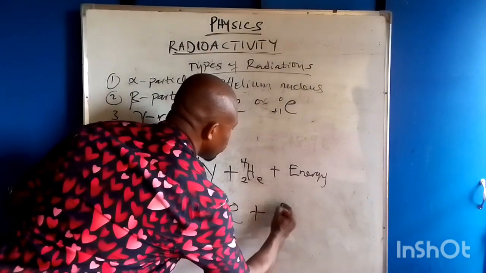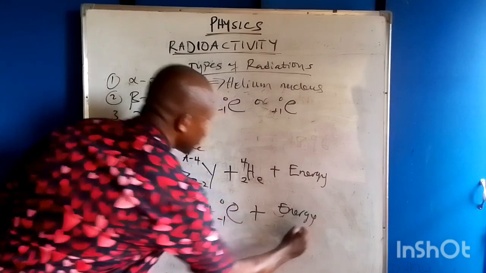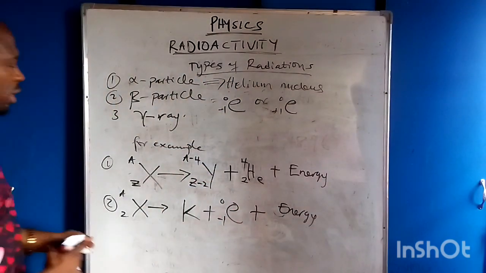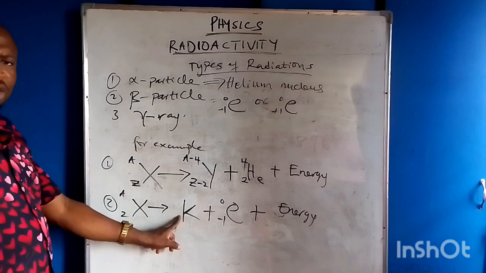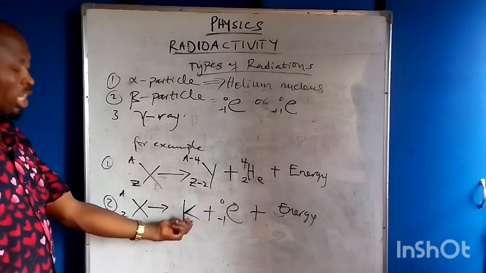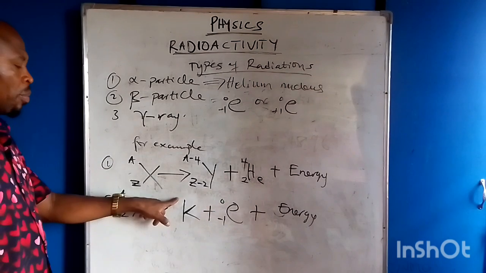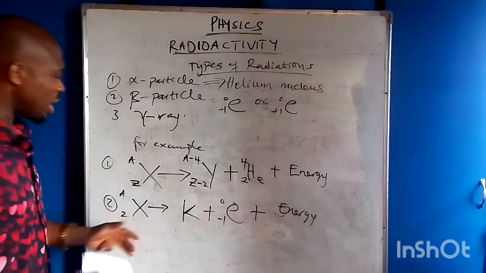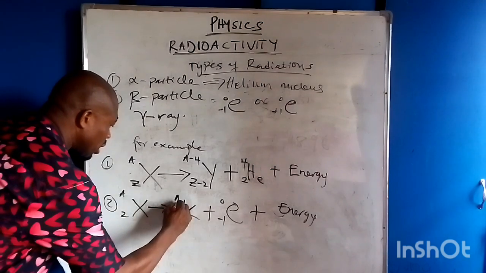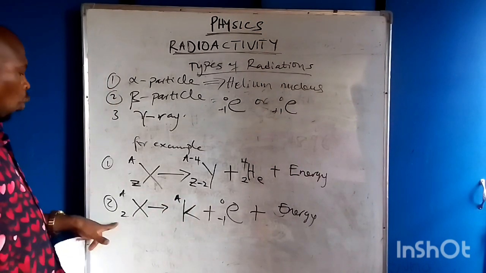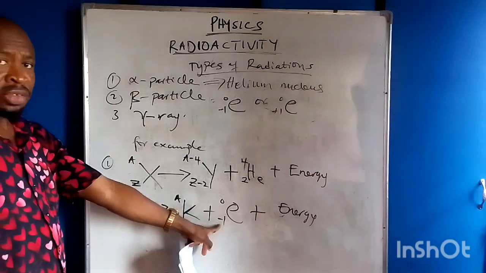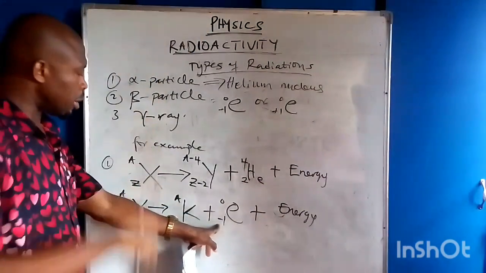That energy can be here. Now, in other words, this new element that is released, called the daughter element, the mass number, because here is 0, will be unchanged. Nothing will happen to the mass number. So we retain the mass number as A, while the atomic number, because of this negative, will now increase by 1.